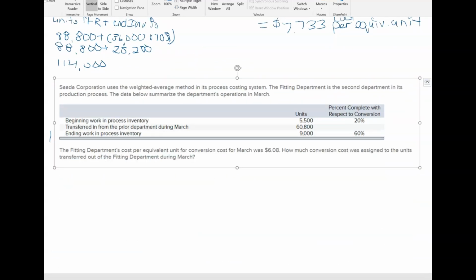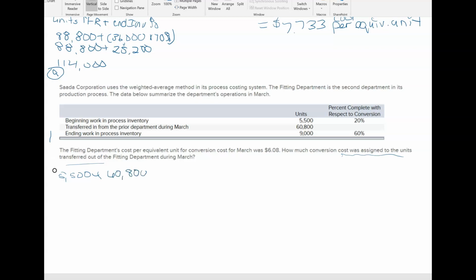Okay, then let's go to 9. 9, we are looking for the cost assigned to the units transferred out. And it's the same formula that we've been using. The units transferred is beginning inventory, and that's 5,500, plus what was started, the 60,800, minus the ending inventory. That's 57,300.